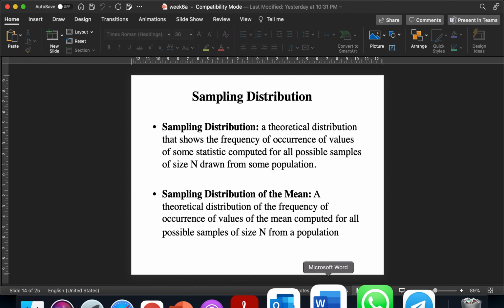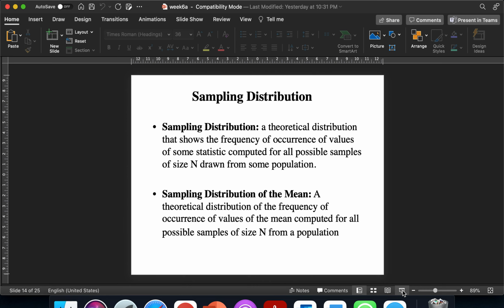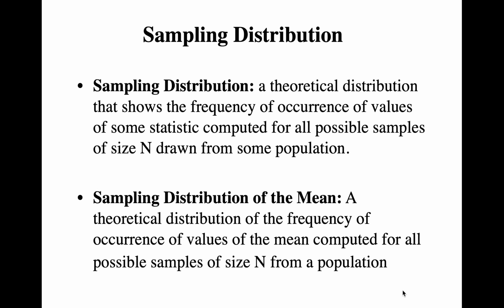So here we go. We proceed with the next subsection of sampling theory, which is sampling distributions. So what is the definition of the sampling distribution? It is a theoretical distribution that shows the frequency of occurrence of values of some statistic computed for all possible samples of size n drawn from some population. In the meantime, the sampling distribution of the mean is a theoretical distribution of the frequency of occurrence of values of the mean computed for all possible samples of size n from a population.